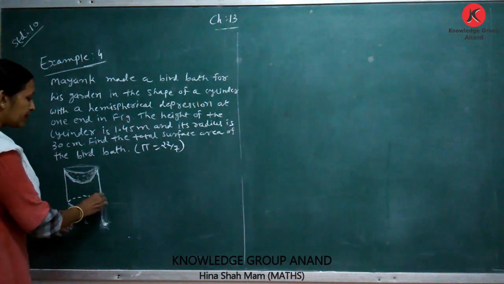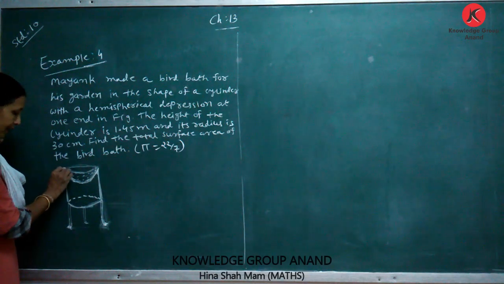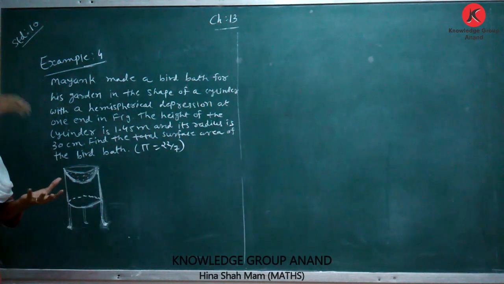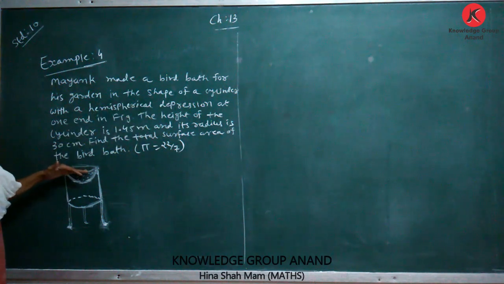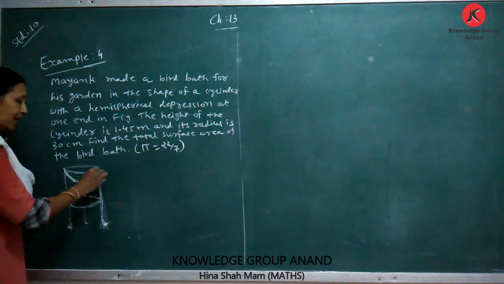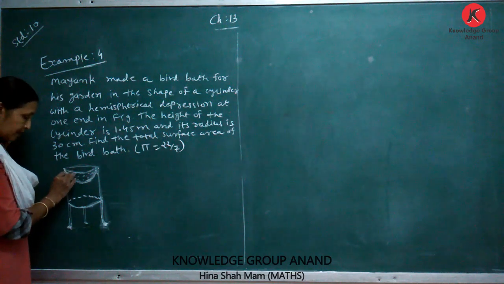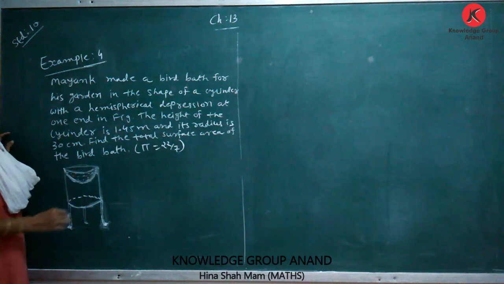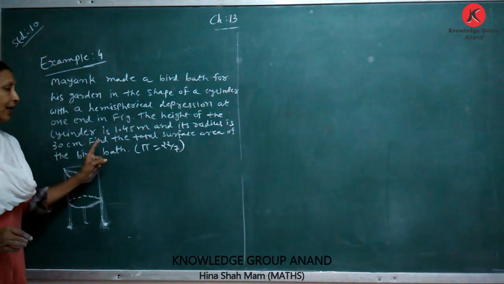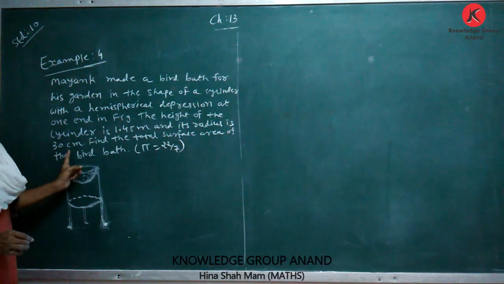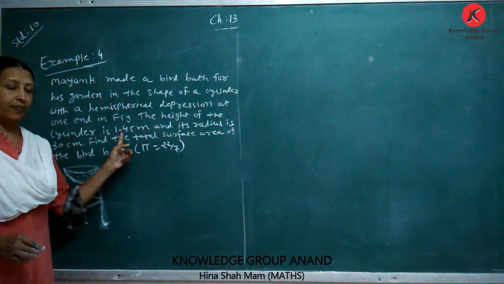It is a bird bath. It is cylindrical in shape, with a hemispherical bowl, a hemispherical depression at one end. Now find the total surface area. It is the curved surface area of the cylinder plus the curved surface area of the hemisphere. Curved surface area of cylinder is 2 pi r h. Radius is 30 centimeter, height is 1.45 meter.